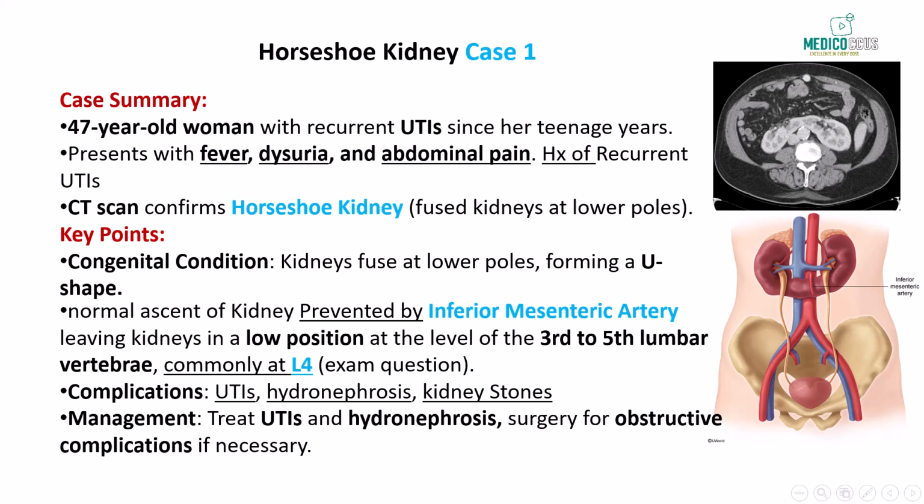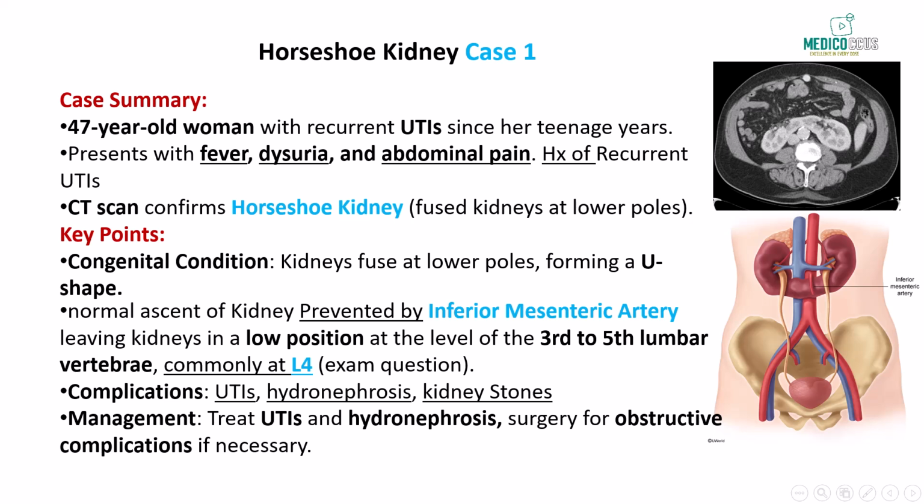normal position. Most are localized at the level of the 3rd to 5th lumbar vertebrae, often around the 4th lumbar vertebra, due to the obstruction caused by the inferior mesenteric artery. It may be asked in exams at which level this occurs, and the answer will likely be the 4th lumbar vertebra. This low position increases the risk for complications such as hydronephrosis, UTIs, and nephrolithiasis.